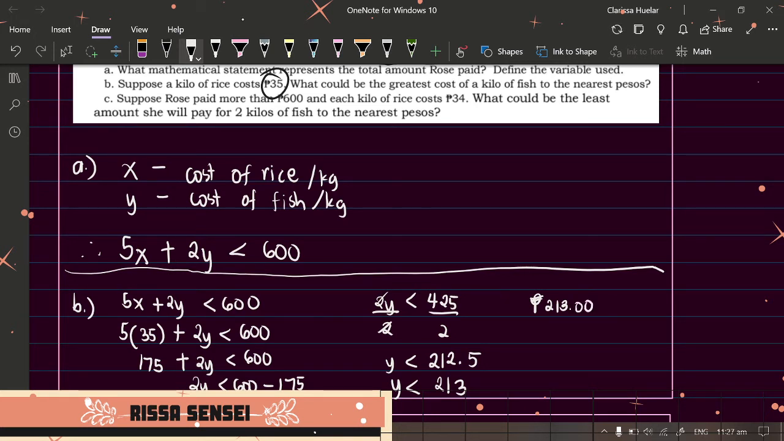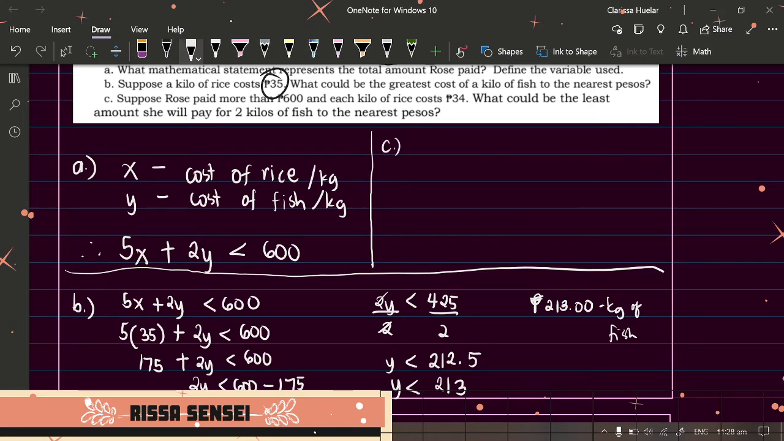The greatest cost of a kilo of fish. For the kilogram of fish. Okay? So, that answer, letter B. Next is letter C.